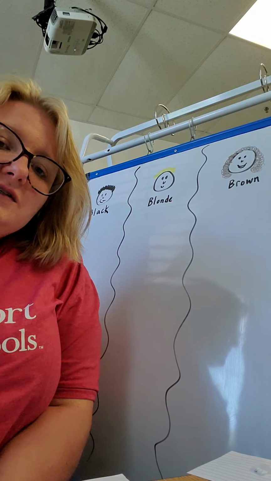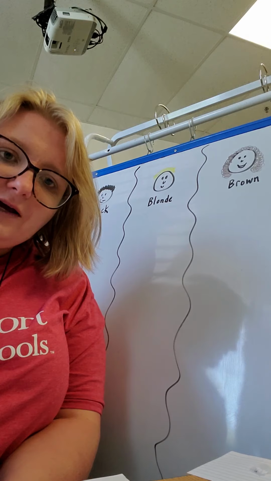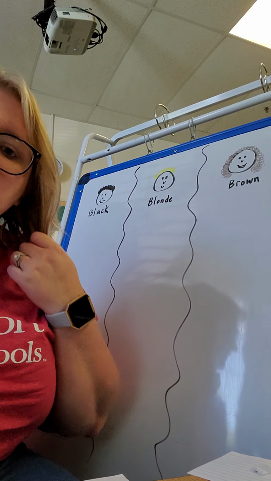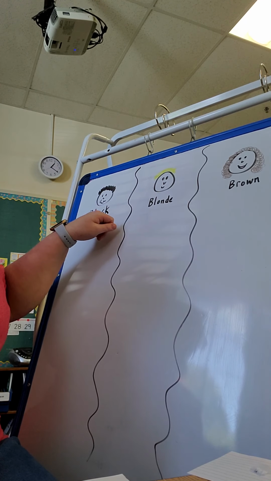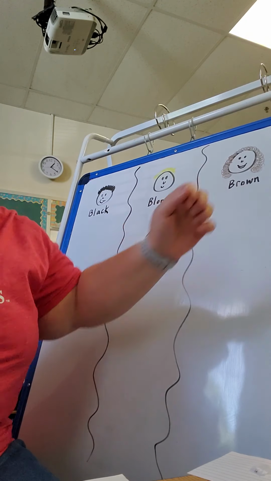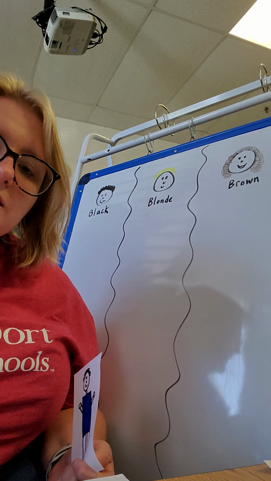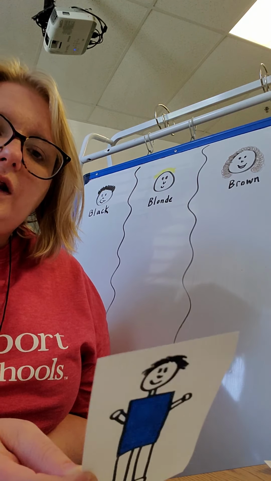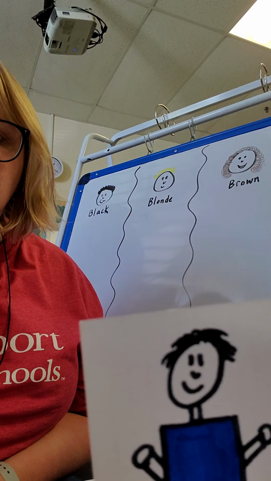Well, today I want to see if we can sort my kids a different way. I would like to see if we can sort my kids by hair color, what color their hair is. So I made 3 categories up here: black hair, blonde hair like me, or brown hair. We're going to take a look and see if we can sort our kids. Can you help me with that? All right, I'm going to show you up close so that you can help me decide where they need to go. All right, here's my first guy.